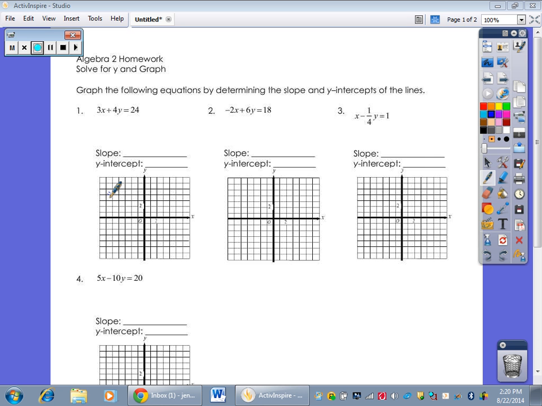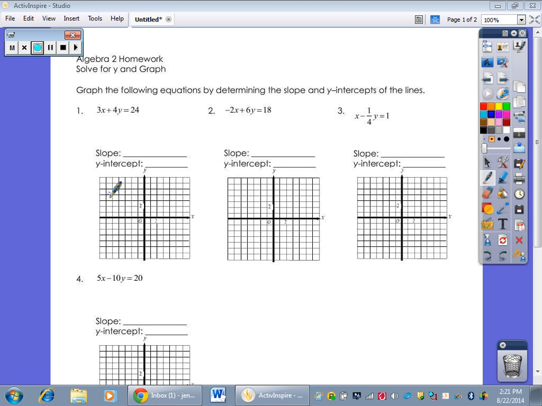So today in class we learned how to solve for y and use that equation to graph the line. So in each of the 5 problems we have, we're going to graph the following equations by determining the slope and y-intercept first. Now in order for us to figure out the slope and the y-intercept, we're going to have to solve for y. So let's look at number 1.